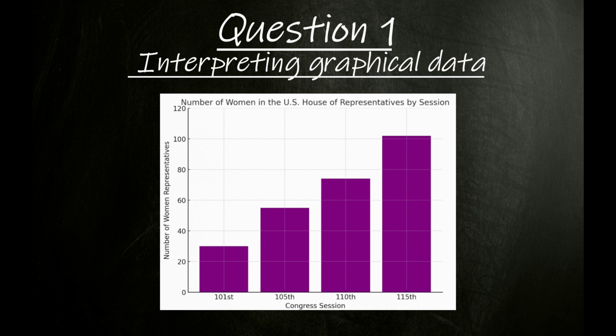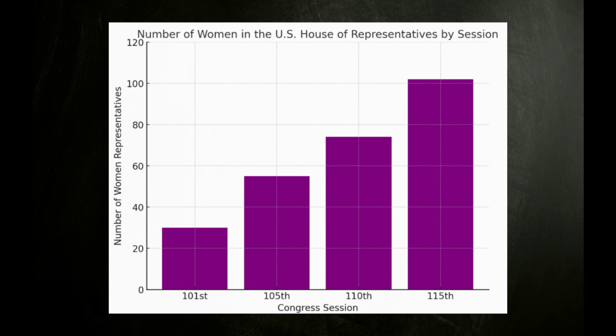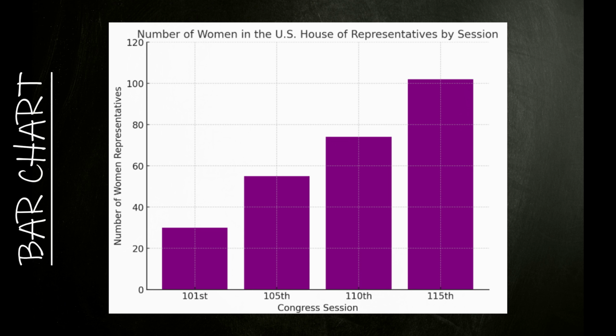All right, let's break this graph down in a way that's clear if you're new to graphs or you just have trouble interpreting graphs in general. Take a look at this graph. It's showing us the number of women serving in the U.S. House of Representatives over different sessions of Congress. This is a bar chart, which is a great way to visualize trends over time.